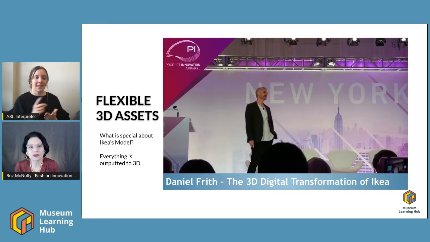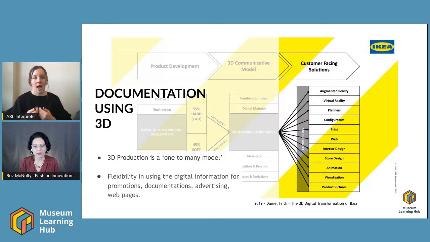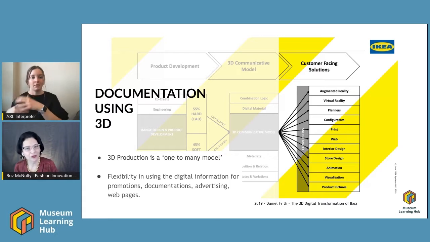So one of the most influential talks I've ever been to was at PI Apparel conference back in New York, and it had the head of IKEA's 3D department talking about the value of 3D assets and how it works for IKEA. And basically everything is outputted to 3D. And what that means, it's a one-to-many model, and that basically they scan or create with CAD everything, including the plants, for their photography and otherwise.